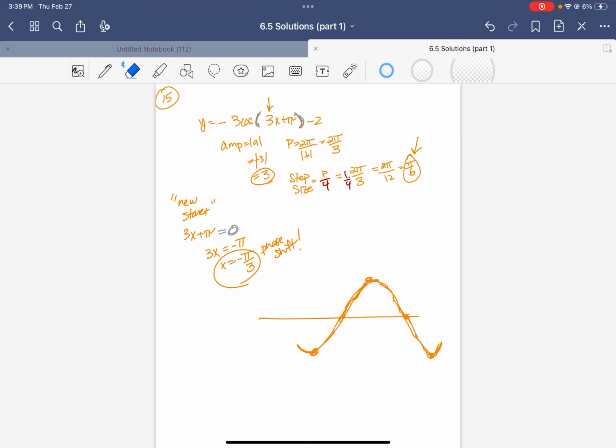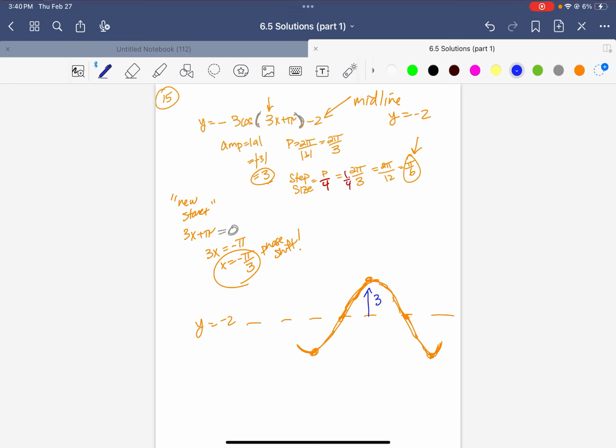But I know that first off, the -2 is telling me that my midline is y equals -2. And then since my amplitude is 3, when I think about my envelope that envelops the function, I'm going to go from -2 plus 3 up to 1, and from -2 minus 3 down to -5. So that's going to be where my function is. So here's my first value, my second, my third, my fourth, and my fifth.